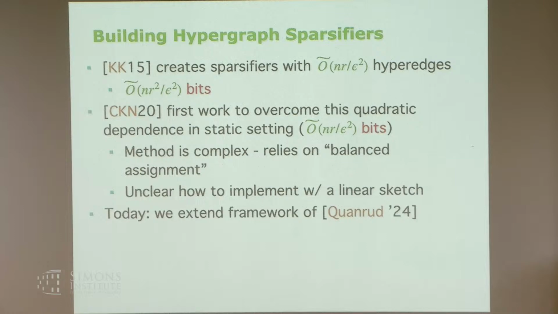The first work that came out, again, was this CKN20 paper. It might be tempting to just try to implement their method as a linear sketch, but it actually is much more difficult than just saying that. In particular, their method relies on something called balanced assignment. And this appeared in Yuichi's talk as well. I think we turn every hyperedge into a clique and assign these weights to all the constituent edges. And it's a very hard process to implement with a linear sketch. We're really unsure how to do that.